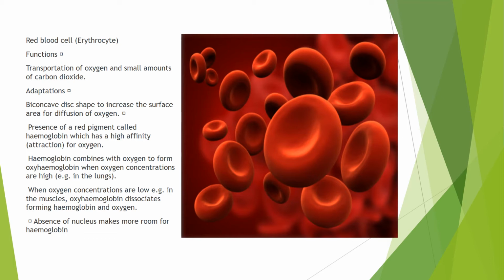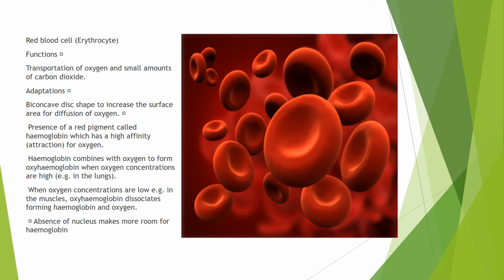So these are the ones that transport oxygen throughout your body, and they also carry just small amounts of carbon dioxide. So the question might ask you the adaptations of these red blood cells. You need to know that they are biconcave disc-like in shape. This increases the surface area for oxygen diffusion. They also have the red pigment, hemoglobin, and the hemoglobin has a higher affinity for oxygen.